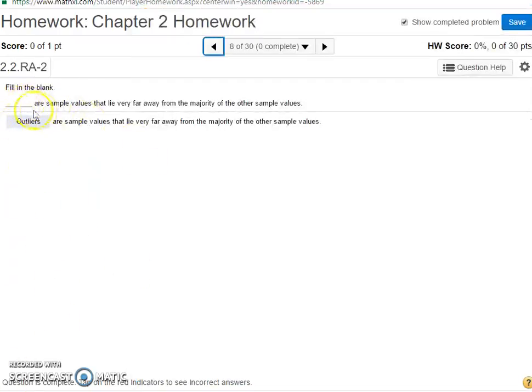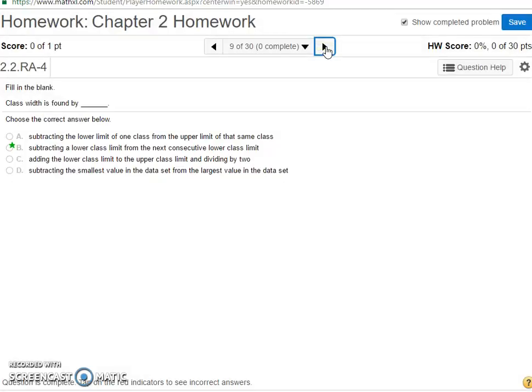So this is asking about blank are sample values that lie very far away from the majority of others. So they're called outliers. They lie outside of the other data points. So outliers lie outside of other data points.